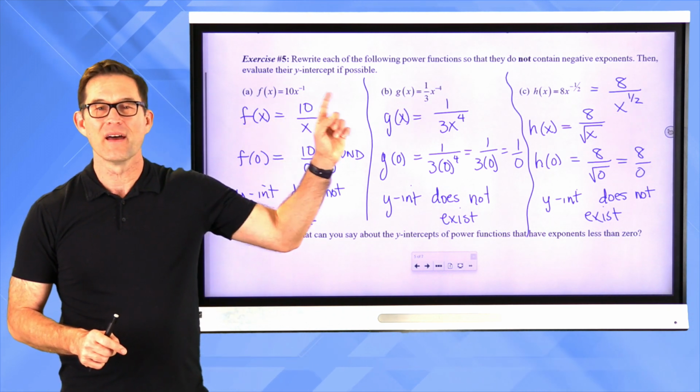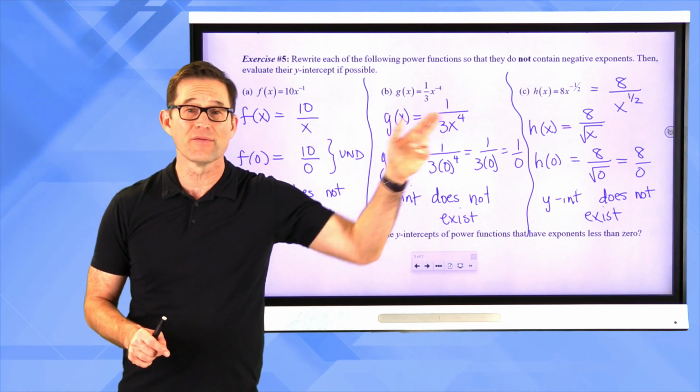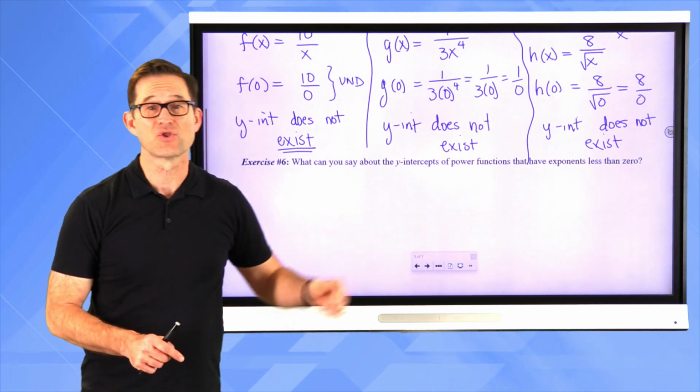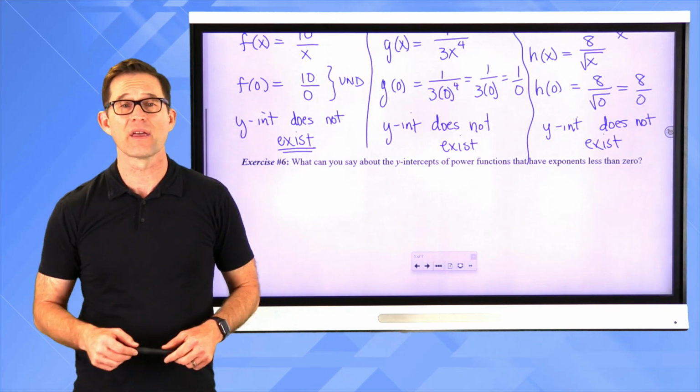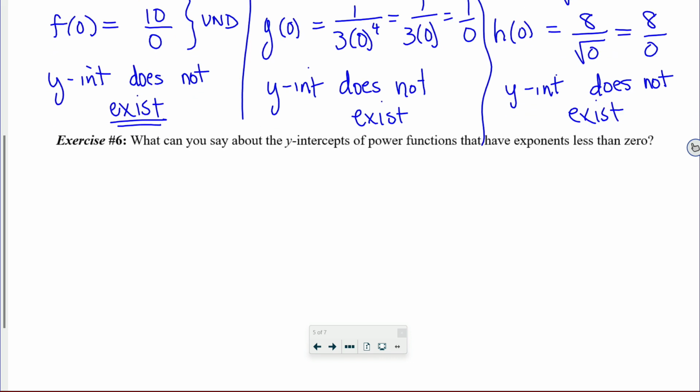If I've got a power function whose exponent is negative, it looks like the y-intercept doesn't exist. So that is truly the answer to exercise 6, but let's take a look at it. What can you say about y-intercepts of power functions that have exponents less than 0? Well, we can say that they don't exist. Oops. They don't exist, and make that actually look like an S. And it's kind of cool, right?